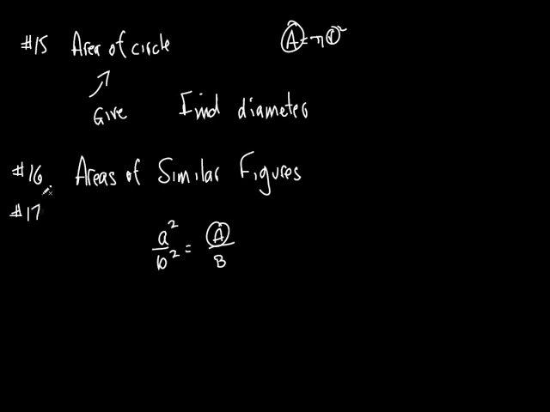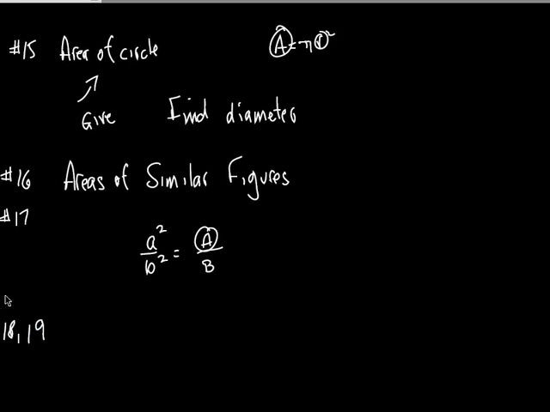Number 17 is kind of the same thing. So 16 and 17 are basically the same. They're similar figures. They're two different figures, obviously, but it's the same idea. So 16 and 17 kind of go together. 18 and 19 are kind of the same deal. Oops, that's ugly. Let's try that again. All right, so numbers 18 and 19.